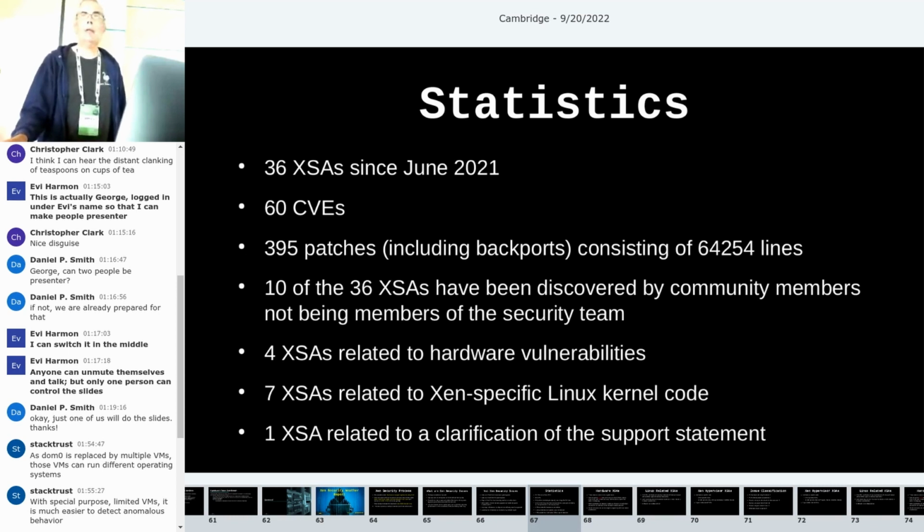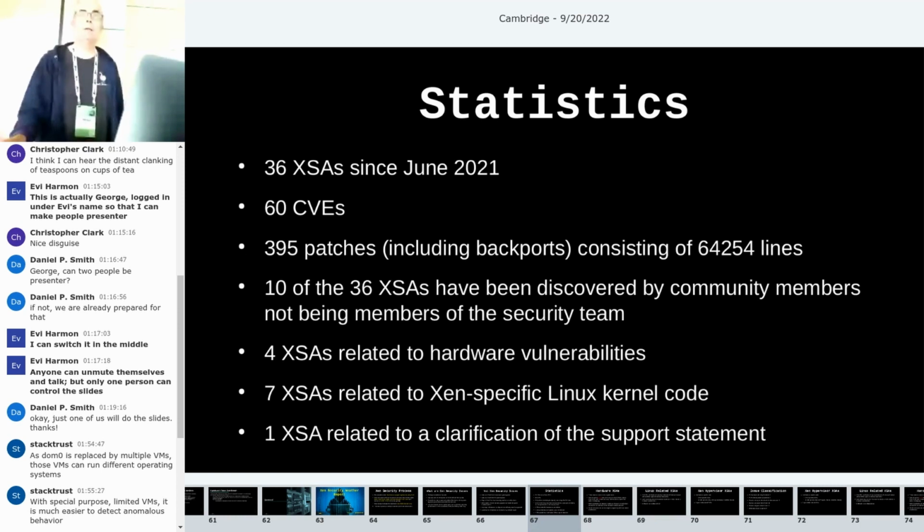It should be noted that 10 of those 36 XSAs have been discovered by community members not being members of the security team. So why is it that obviously 26 of the XSAs are not falling into this class? So one answer is, of course, the line just below.